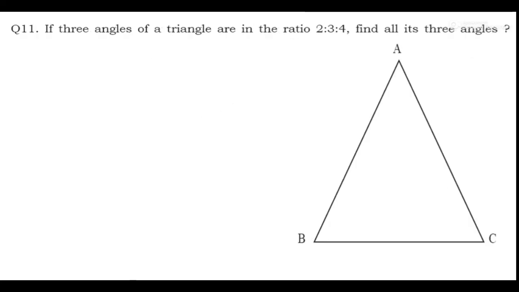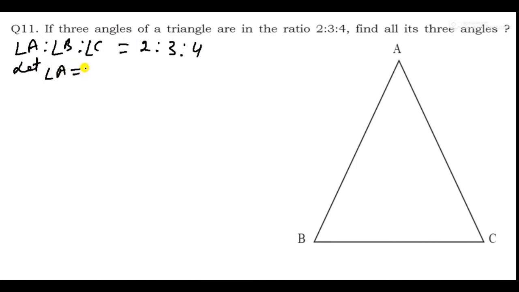Now come to the next question, that is question number 11, and that is the last question of this exercise. Now come to the C. In this exercise, what will happen? So question number 11, if three angles of a triangle are in the ratio 2 : 3 : 4. So it is given as angle A : angle B : angle C is equal to 2 : 3 : 4.